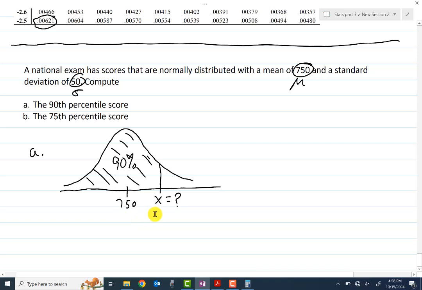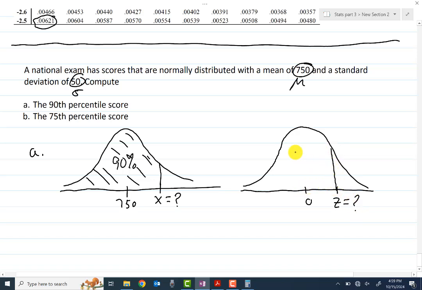So the problem with this is the table won't handle a situation like this. So what you have to do is go and do your 90% on the standard normal table. You're going to draw almost an identical picture, although mine doesn't look nearly identical, but this is going to be in the realm of the standard normal distribution. So what we have here then, inside of here is 90%.